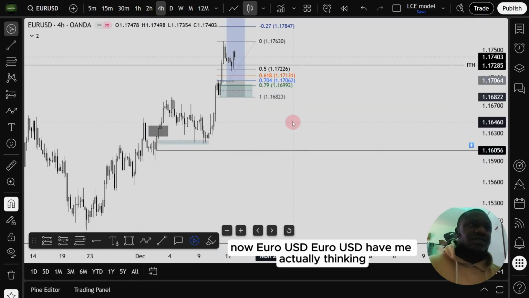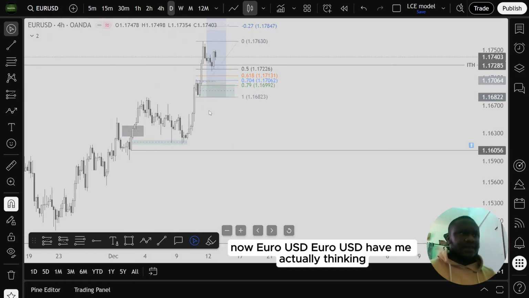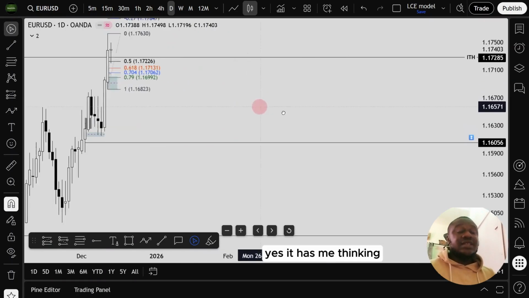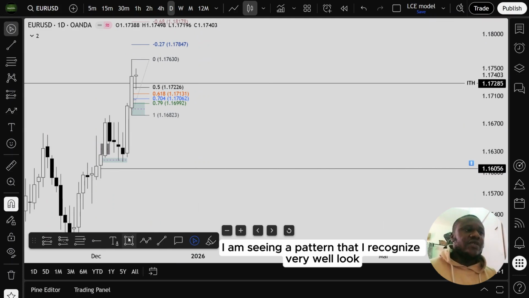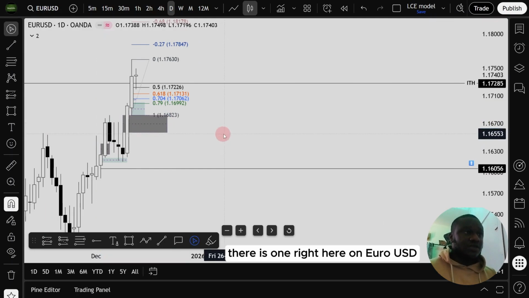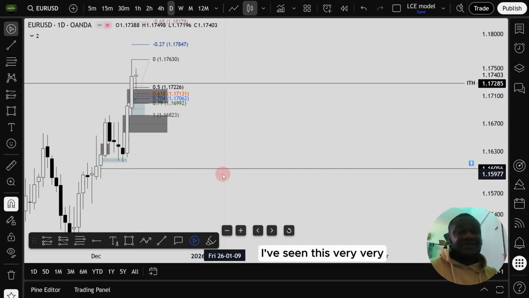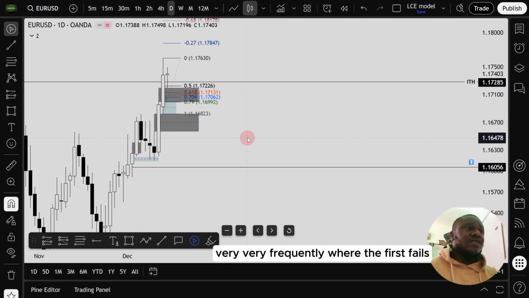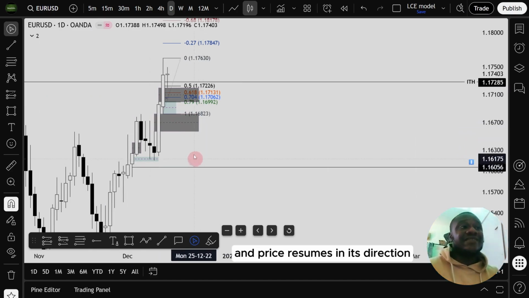Now EURUSD has me actually thinking, because right now I am seeing a pattern that I recognize very well. Look, we have two fair value gaps here. There is one right here on EURUSD, and then there's another right here. I've seen this very frequently, where the first fails and then the second works and price resumes in its direction.